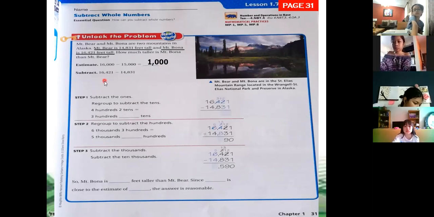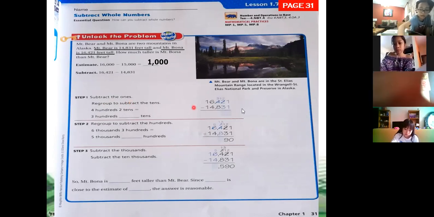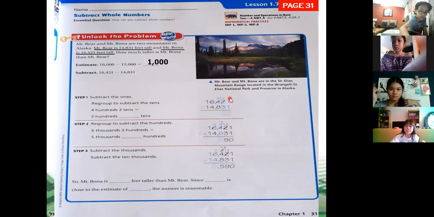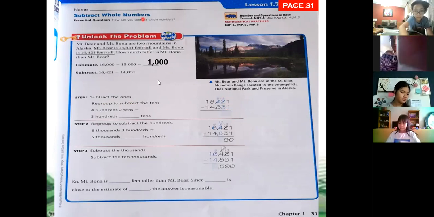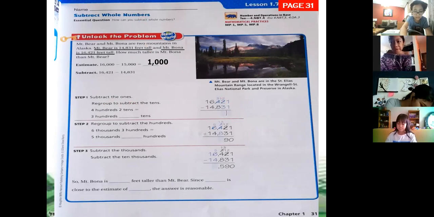Now, remember that we have the two pieces of information: the height for Mount Bona, 16,421, and for Mount Bear, 14,831. Step number one, what does it say? Subtract the ones. Remember in the place value chart, the ones are the first digits on the right. So we have one minus one. Class, what is the answer of one minus one? Zero, that's right.